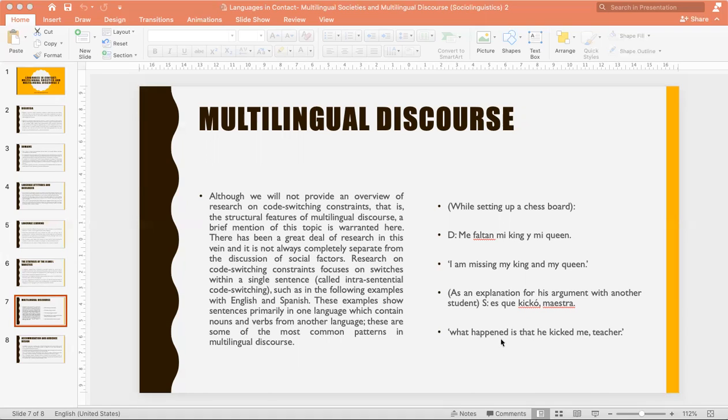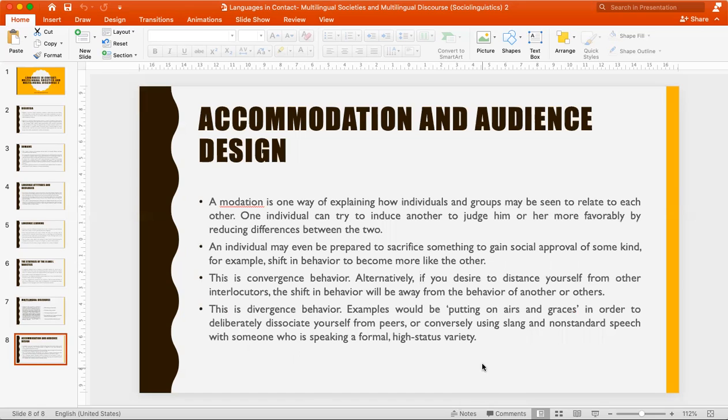Without diglossia, according to Fishman, language shift within three generations will occur as the languages compete for dominance in various domains. Although we will not provide an overview of research on code switching constraints, that is, the structural features of multilingual discourse, we turn to accommodation and audience design. Accommodation is one way of explaining how individuals and groups may be seen to relate to each other.